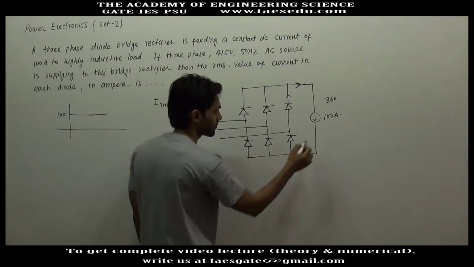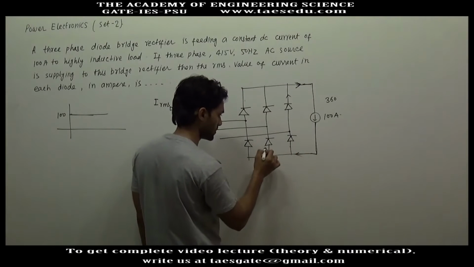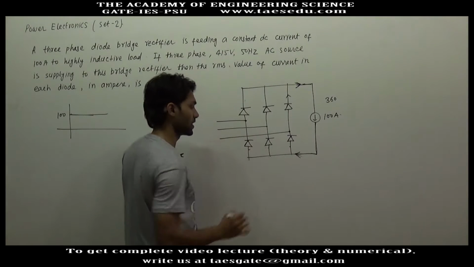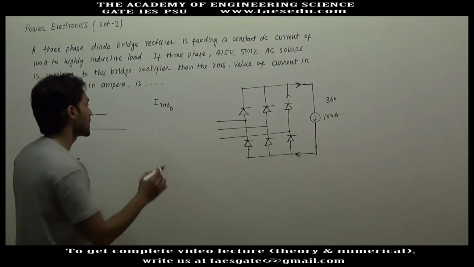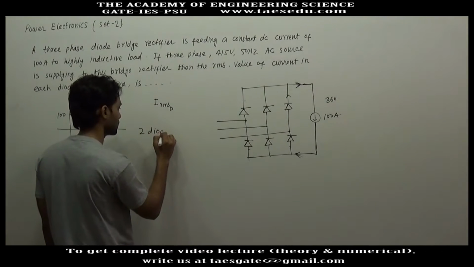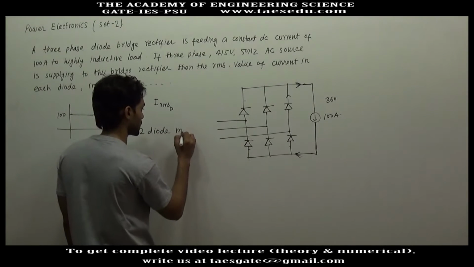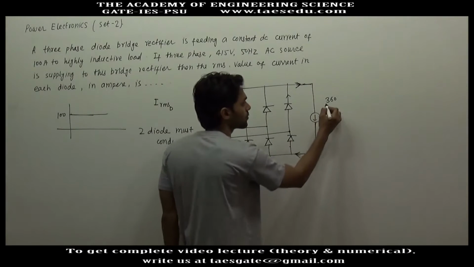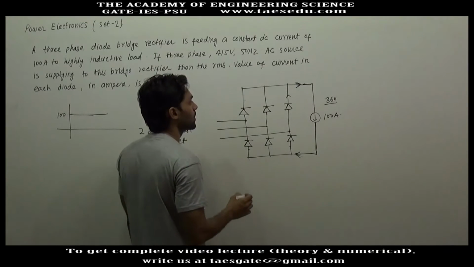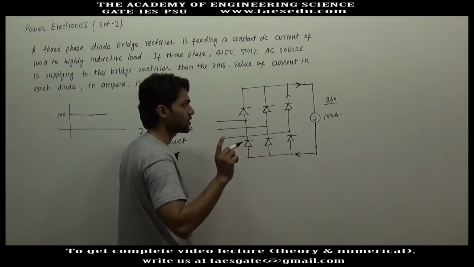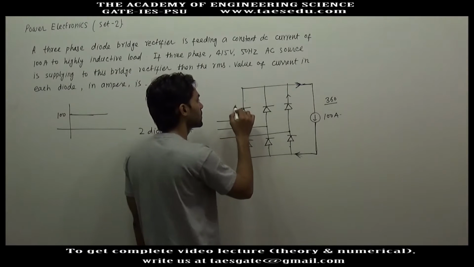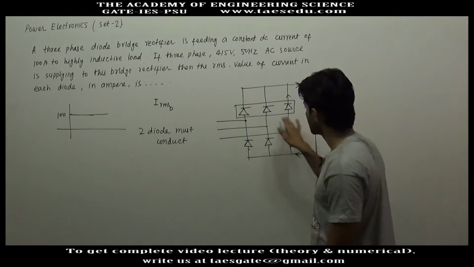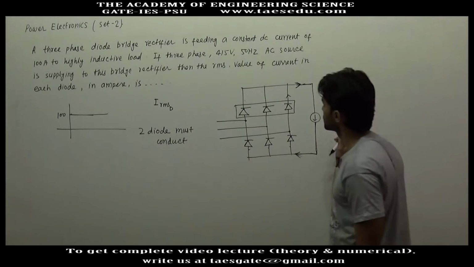and similarly if current is coming here, this current will pass through one of these three diodes. So at one time 2 diodes will be conducting. At a time 2 diodes must conduct. Okay, so current has to flow for 360 degrees, and in the positive leg, out of these three diodes, one diode has to conduct.